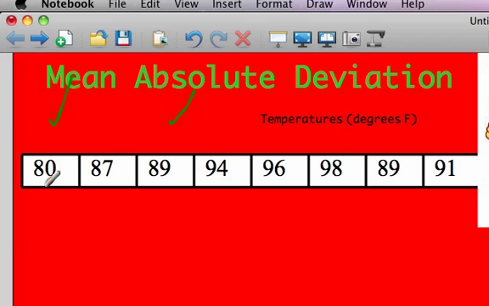So how far is 80 from 90.5? Well, we could subtract to get that. 90.5 minus 80. It's 10.5 away. This number here, 87, that's 3.5 away. You could do the math out. This right here is 1.5 away, right?